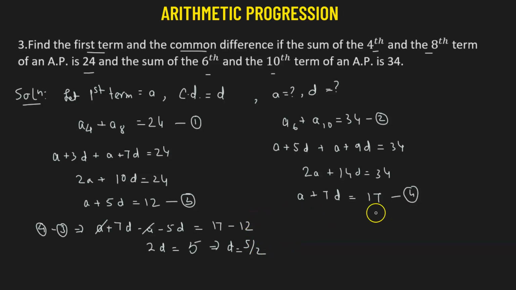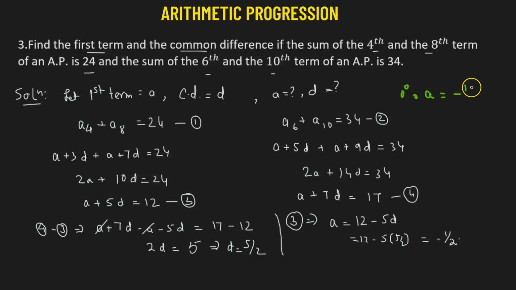Then we can use equation 3 or 4 to obtain the value of our first term a. So let's use equation number 3. Here our a value will be equals to 12 minus 5d, which will be equals to 12 minus 5 times 5 over 2, which is 25 over 2. So this is going to give us the value negative half. Therefore, the first term will be negative half, and our common difference will be equals to 5 over 2.